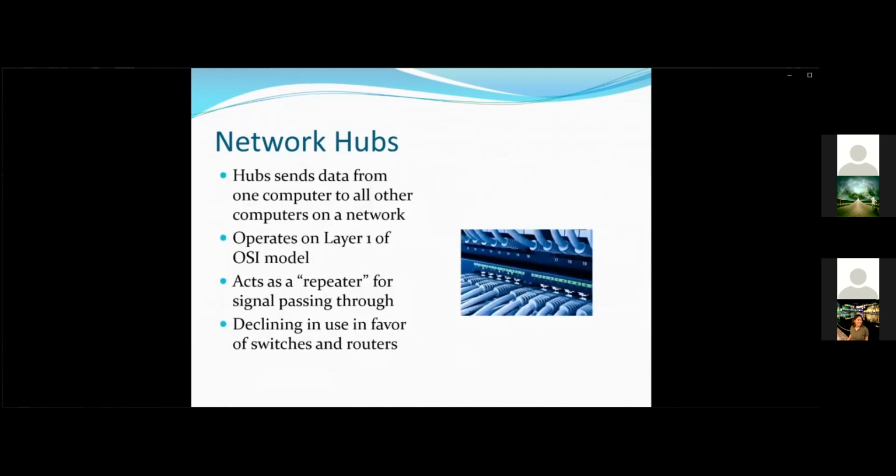So we have network hubs and data from one computer to another, to all other computers in the network, operates on layer 1 of the OSI model, acts as a repeater for signal passing through and declining in the use in favor of switches and routers. So, yun nga, no? We have the network hub, ginagamit natin siya to simply connect using, siguro nakita natin sa side, we have the cables.